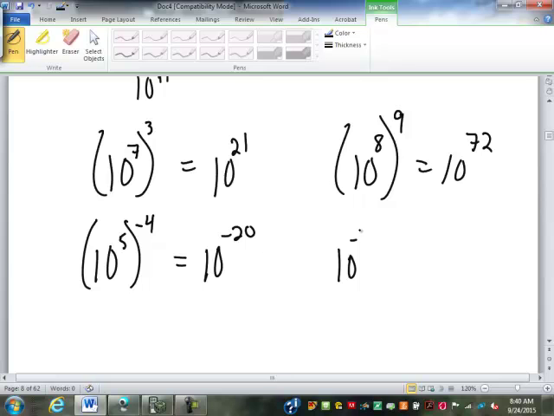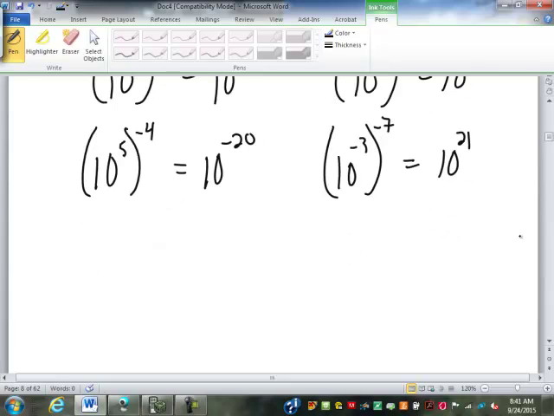10 to the negative 3rd to the negative 7th. 10 to the 21, right? Negative 3 times negative 7 is a positive. Negative times the negative is a positive. 3 times 7 is 21. These were the easiest ones to put the negatives in because you're multiplying. You're just multiplying the numbers and you just have to figure out whether the power is positive or negative.